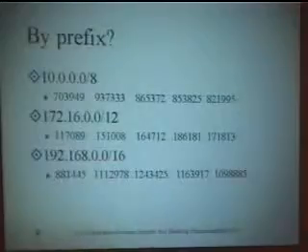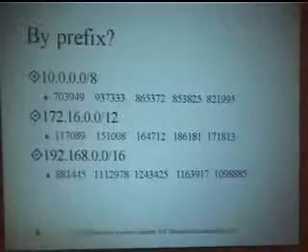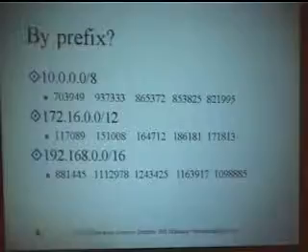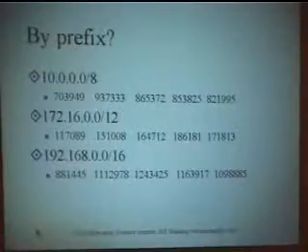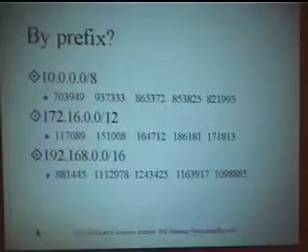So I looked at this by prefix, and by far, the most popular 1918 space that is misconfigured is the 192.168 space, almost by an order of magnitude more than the 172.16 space. And that 10 is right up there. So that actually tells me what is using this, or what the distributions are.